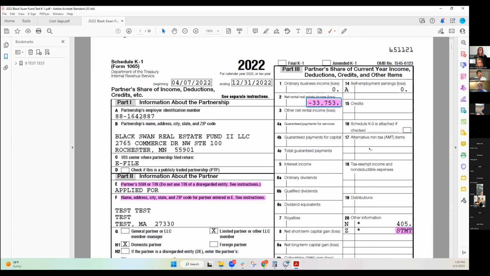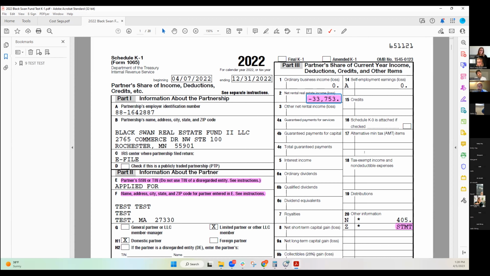Does that mean the investment has lost 33%? No. No. I would be horrified and not here talking about this. I would be out fixing big problems. Yes, yes. No, so your K-1 is purely what we call tax basis. That has nothing to do with fair market value. So this is purely tax basis.